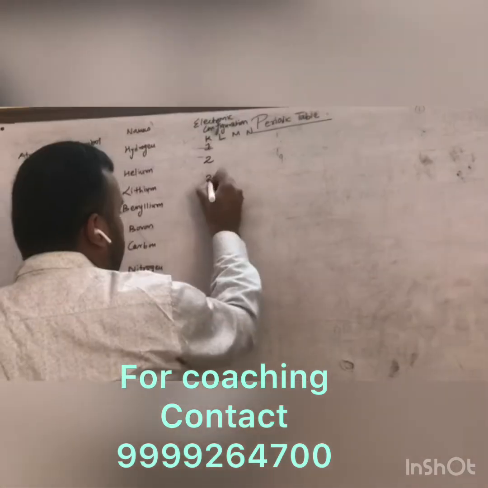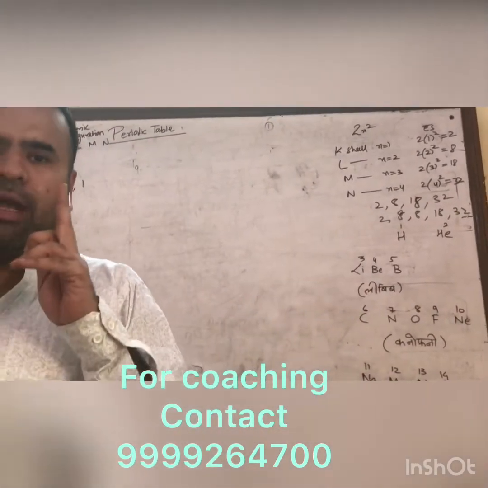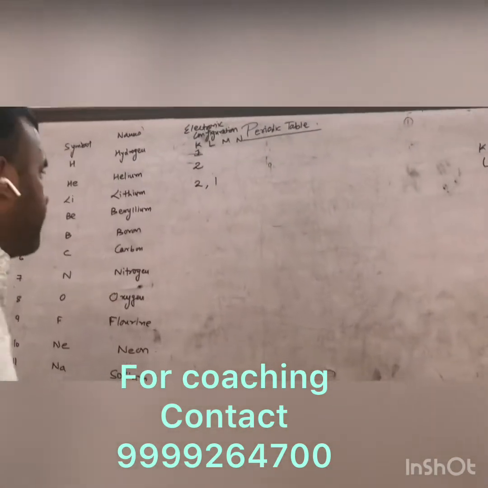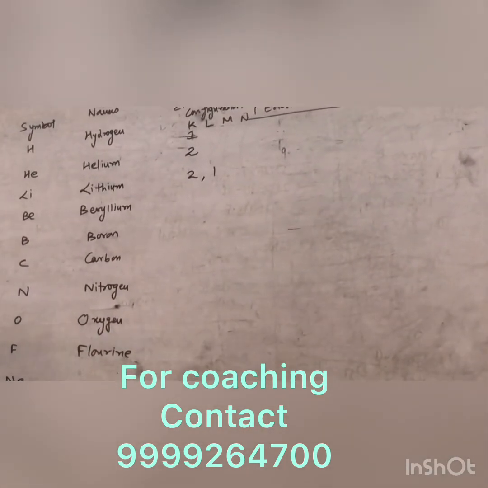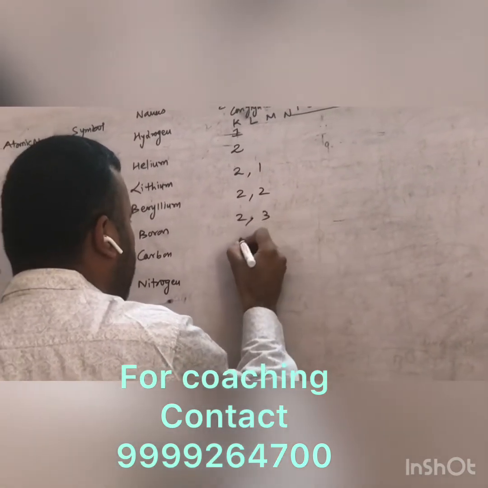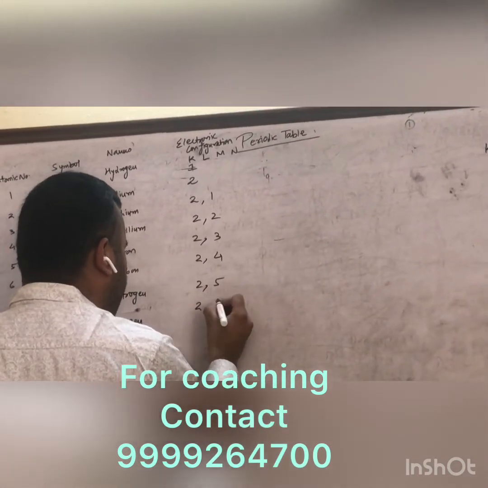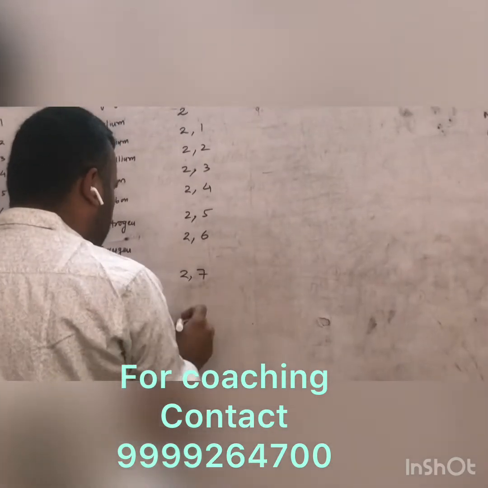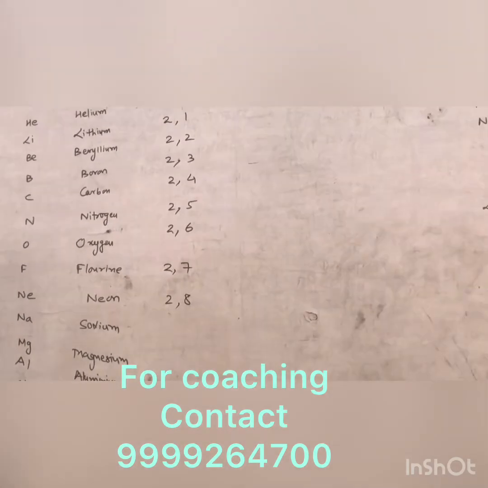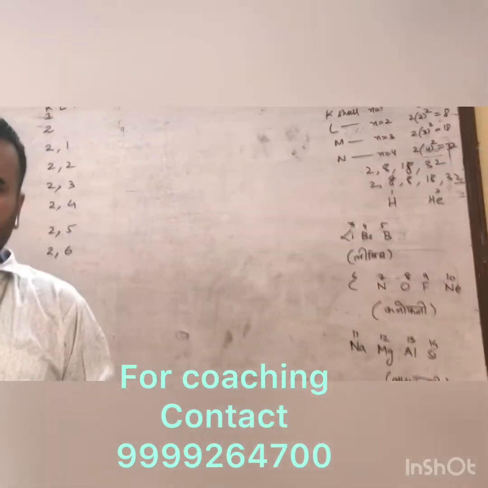After that lithium is 3, but now K shell is full because its maximum capacity was only of holding 2 electrons, so it is full. So for lithium it is not 3, it is 2, 1. 8 electrons can come in L shell. Similarly for beryllium it is 2, 2, boron 2, 3, carbon 2, 4, nitrogen 2, 5, oxygen 2, 6, fluorine 2, 7, neon 2, 8. Now your L shell is also filled because its maximum capacity is 8 electrons. It is filled now, right?